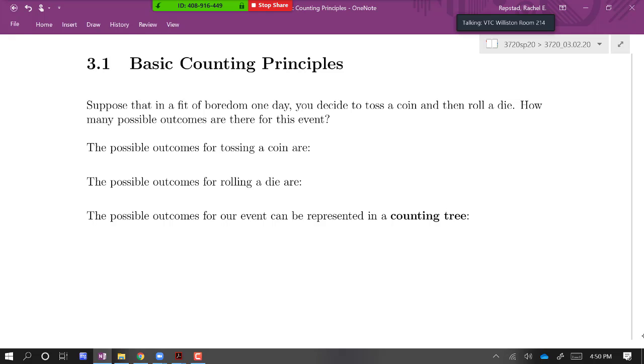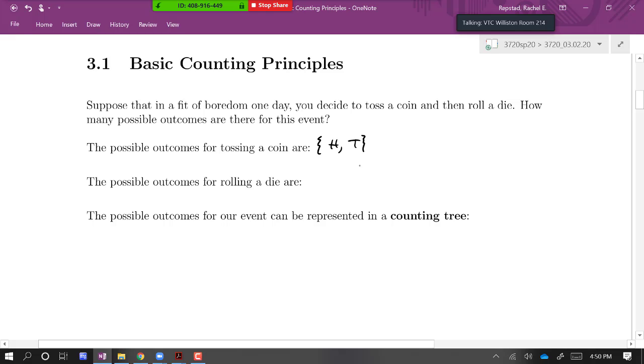So here's sort of an introductory problem. Suppose one day you decide, I'm just going to toss a coin and roll a die. Mark down what happens, for reasons. You've got a reason that you want to do this. So if we toss a coin, I'm either going to get heads or tails.